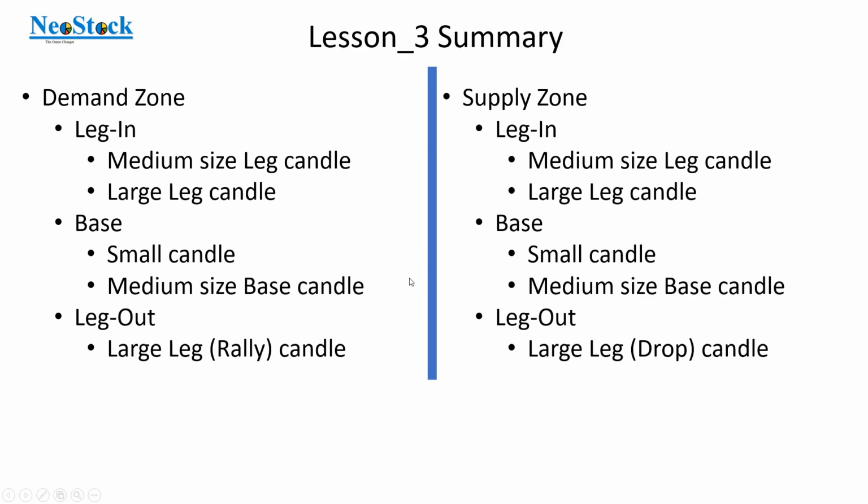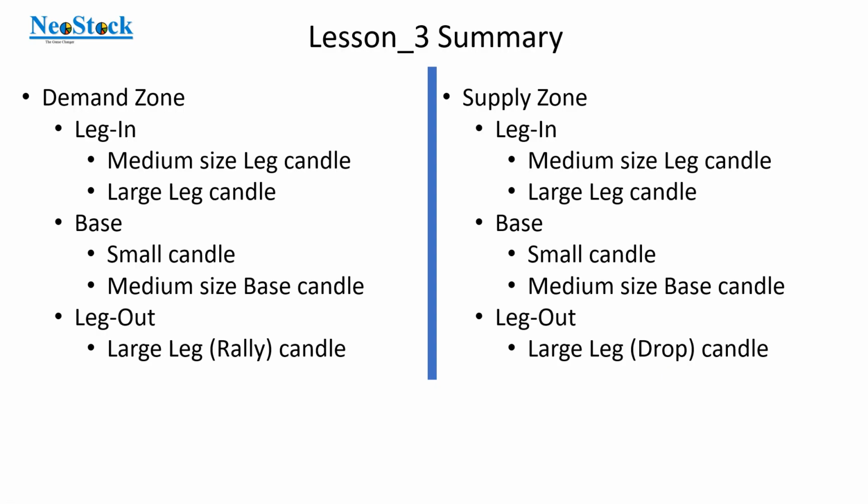And demand and supply zones also have a leg out component. A large leg candle should be there in both, but the difference is that the leg out candle for a demand zone should be a large rally candle. And similarly, for a supply zone, it should be a large leg out candle, that should be a large drop candle.